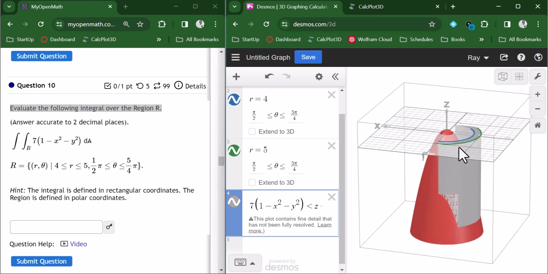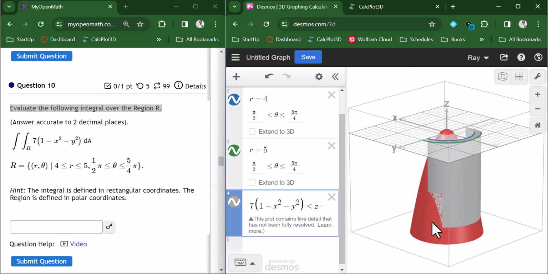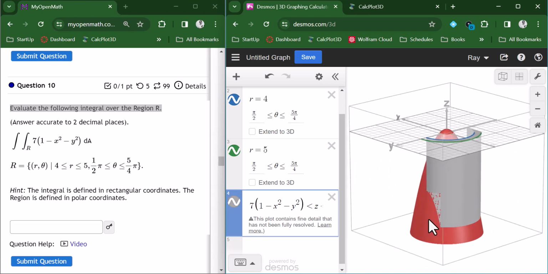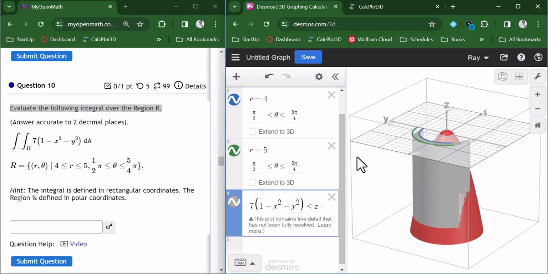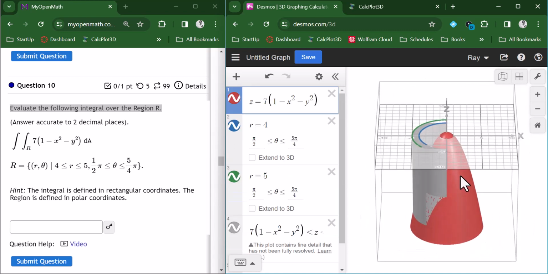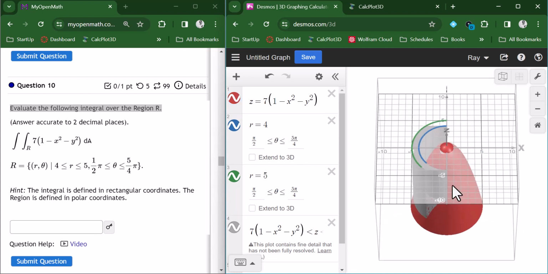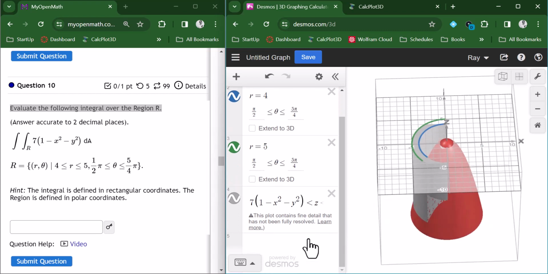And also the fact that the negative z values go down to close to negative 200 means it should be a fairly large value, especially when we're looking at the radii being 4 and 5.